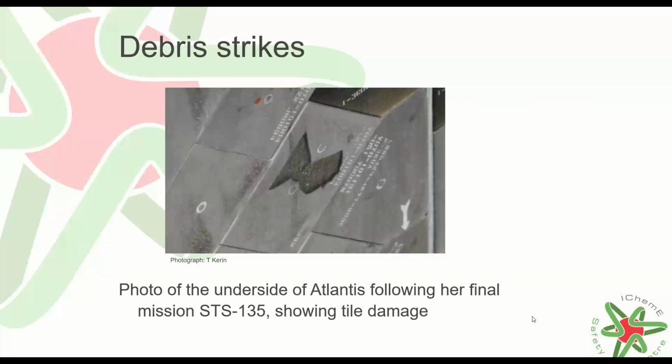This is an example of some of the damage that you can see. So this is a photo of Atlantis after her final mission when she was retired, and you can see that the main part of that tile is actually missing. I had the opportunity to see Atlantis personally up close a few years ago whilst I was in the US. It is on display, and it was quite interesting to see some of the tile damage that was there after that final mission even.